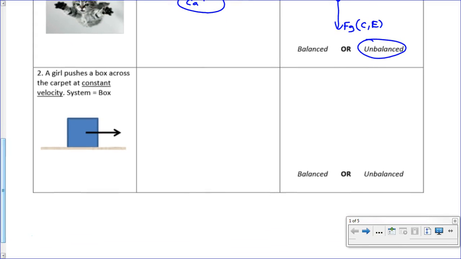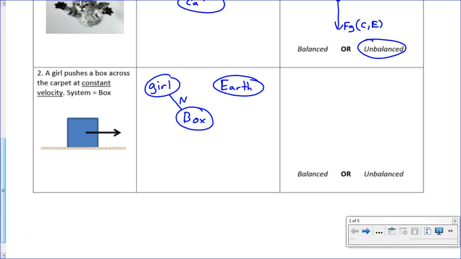This next one, we've got a girl pushing a box across the carpet. The box is the object of interest. Of course, the girl is going to be interacting. If you're pushing a box, it's a normal force. Something else here, the Earth, of course, gravitationally is interacting. This is going to be pretty much every one of them is going to have Earth included.